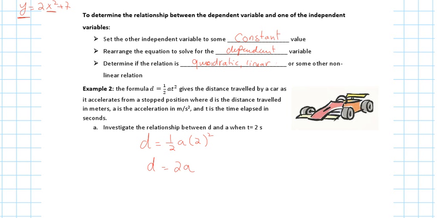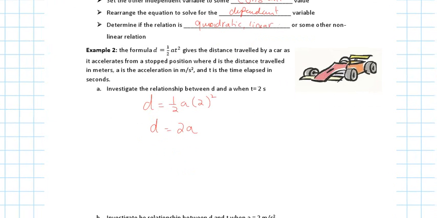Okay? So if I'm looking at d equals 2a, can you tell me if this is a linear or quadratic equation or relation? It's linear, right? Because you see here, your exponent on the a is 1. So I can say that the relation between distance and acceleration is linear.